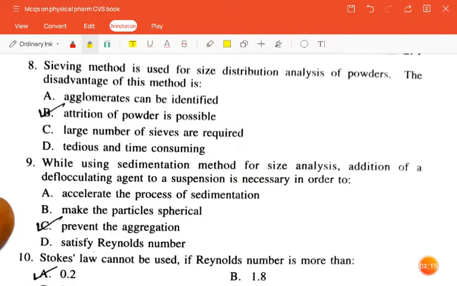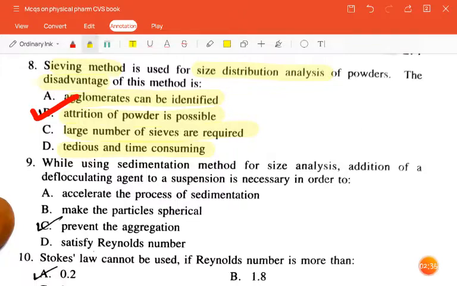Next question is: sieving method is used for size distribution analysis of powders. The disadvantage of this method is: agglomerates can be identified, alteration of powder is possible, large number of sieves are required, tedious and time consuming. So the correct answer is alteration of powder is possible.